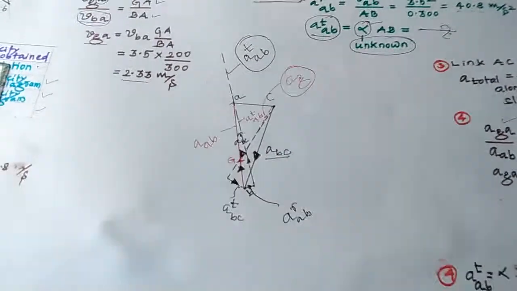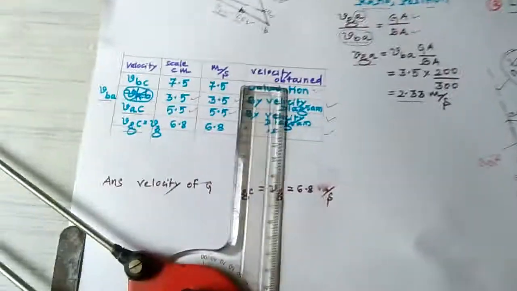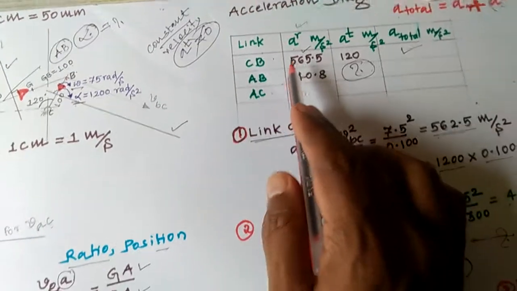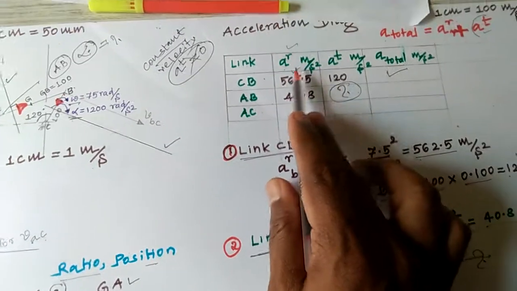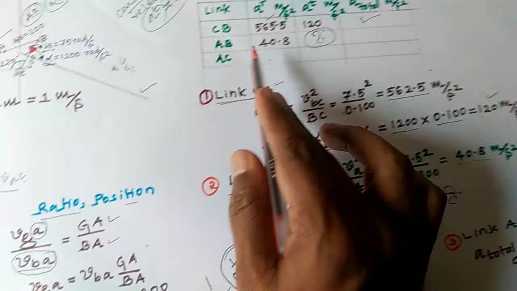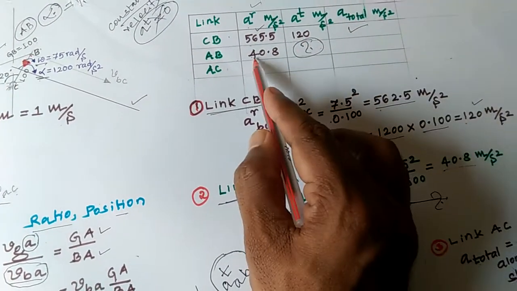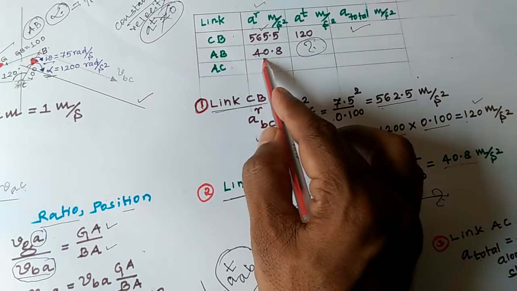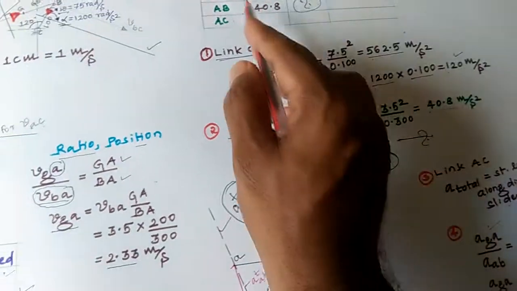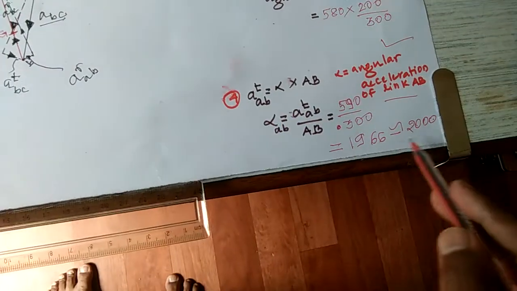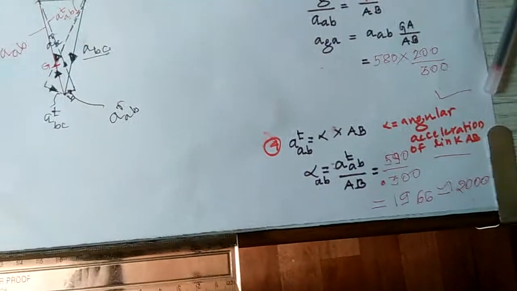I will stop here only. Before that, the thing I made as link CB is important. I have taken AR, AB total. First you got the total, and using this total you got it. Then for the AB link, you got only radial. For the link AC, I have written here. Then you find the G point. Then the angular acceleration comes nearer to 2000. I will stop here only.